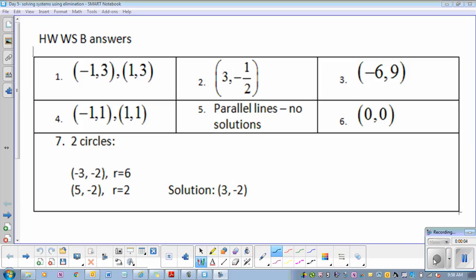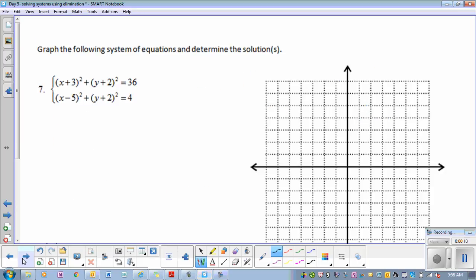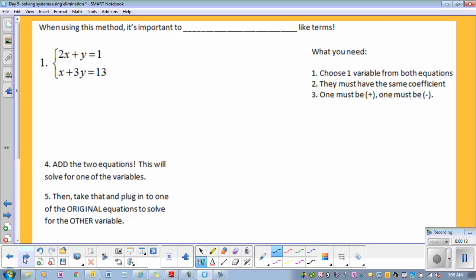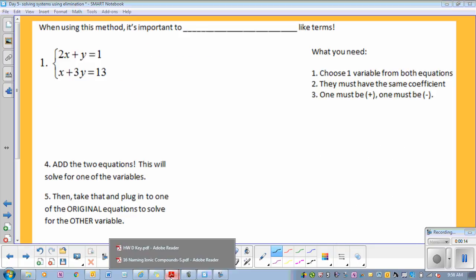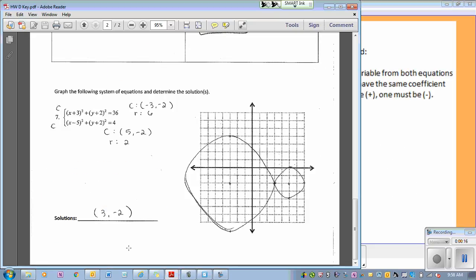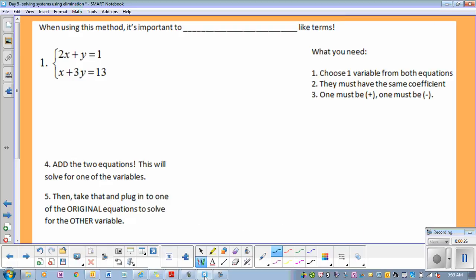It says homework B, but this is actually homework D. Answers. Oh, we did this. Homework D. Answer to the graphing is right there. And this homework D key is also up on Blackboard. Okay? All right.